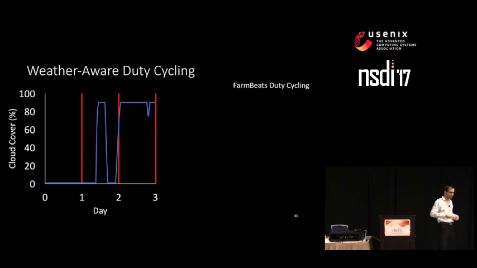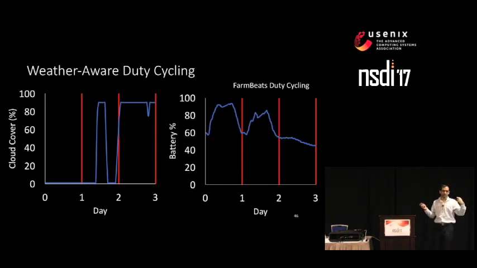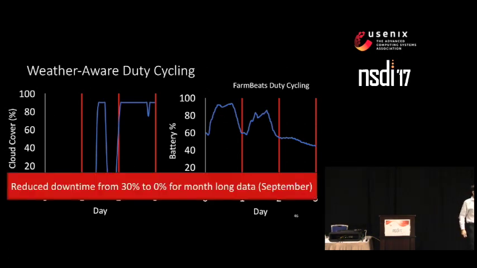On the other hand, if you do FarmBeats-based duty cycling, that you predict the weather and you try to save for the future if you see cloudy days coming ahead, this is what you would get. So even on the cloudy days, you could still get some data, and your battery does not die because you had already taken that into account a priori. So we also did a long-term experiment with this mechanism, and we found out that the downtime that was 30% for a month could go down to 0 just because of FarmBeats-based weather-based duty cycling.